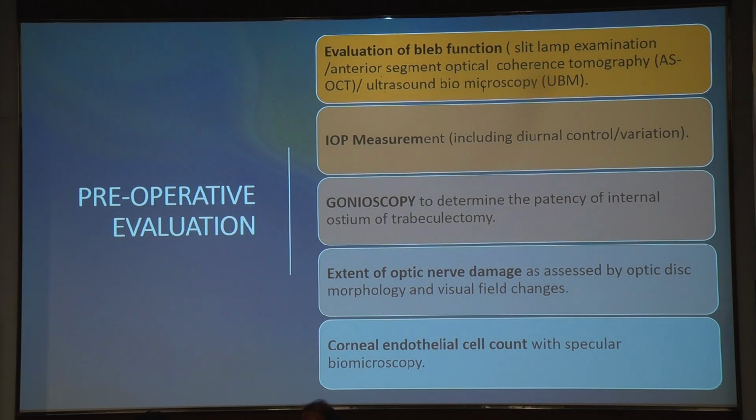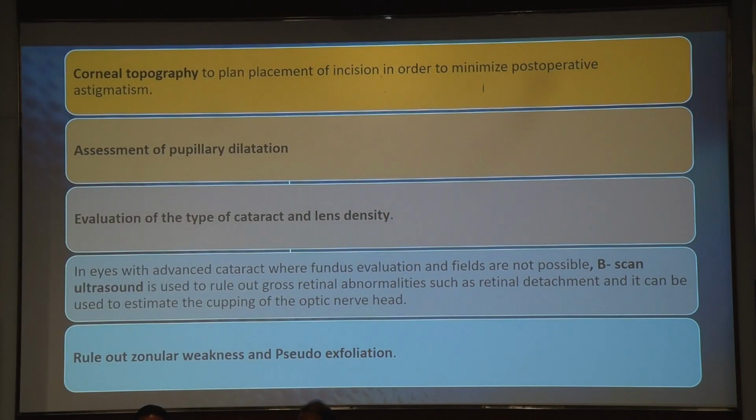Now, pre-operatively, it is very important when you are taking up these patients to evaluate the bleb function. You have to do proper IOP measurement. A good gonioscopy is very important, and you have to be very careful when you're doing gonioscopy in patients who have a bleb. Extent of the optic nerve damage and corneal endothelial cell count with specular biomicroscopy is very, very important because there may be a compromised endothelial cell count. Corneal topography is very important. Assessment of pupillary dilatation is important. Evaluation of the type of cataract and lens density is important.